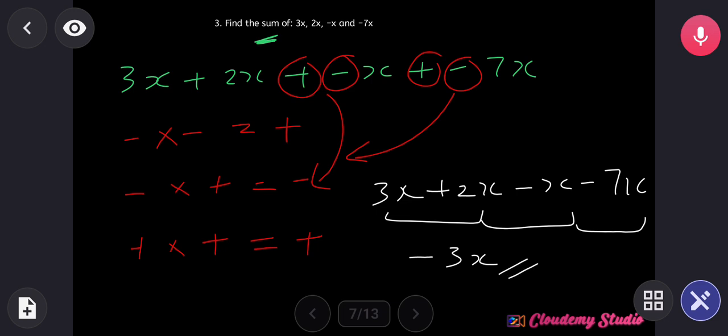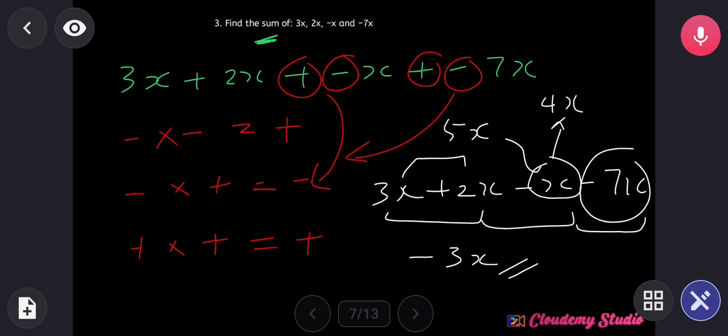Let me explain explicitly again. 3x plus 2x gives us 5x, right? Now 5x minus x will give us 4x. 4x minus 7x will give us minus 3x that we have here, right? That is what we are having, and this is the answer for this particular question. Let us move to the next question.